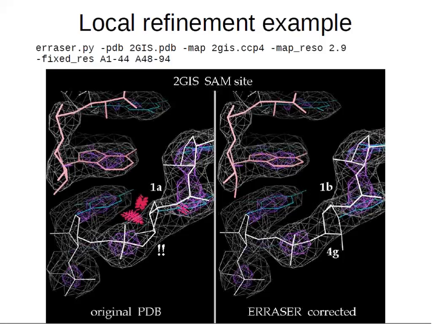Here's an example for a particular set of 3 residues near the active site in this 2GIS structure that we've been discussing. This is the command line that you'd use here along the top. All we've done is add fixed res, and then I fixed all the residues other than the 3 that we're interested in. And this is what it looks like going in, and then coming out, Eraser has been able to fix these pretty significant clashes that we see here in the middle.